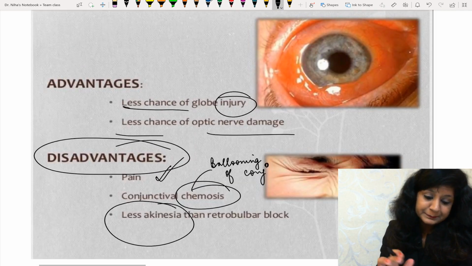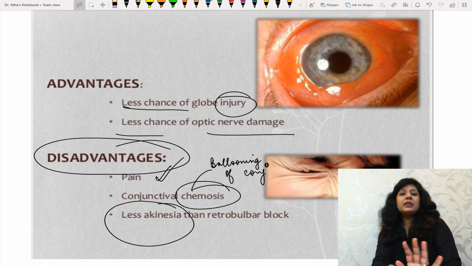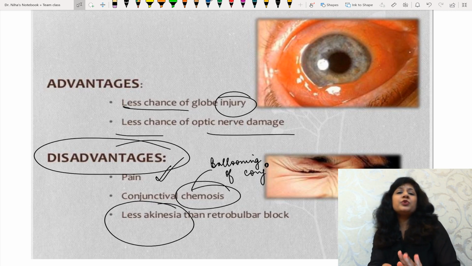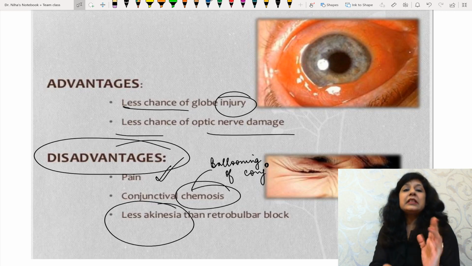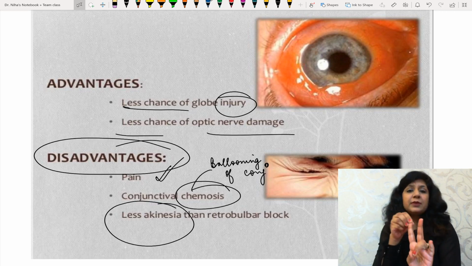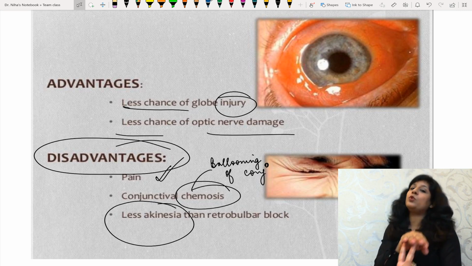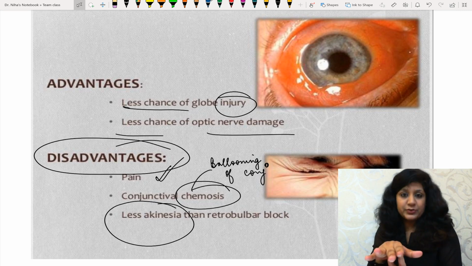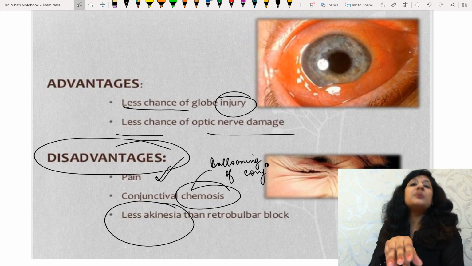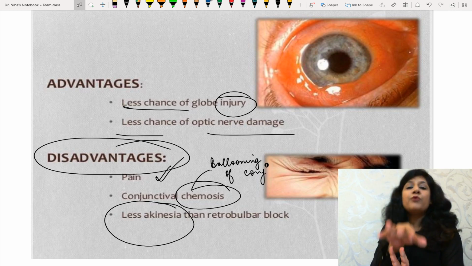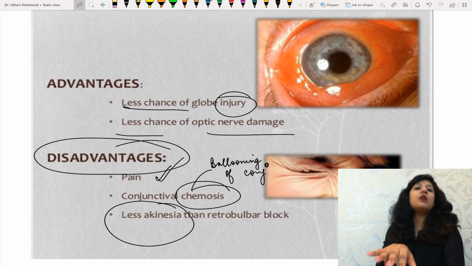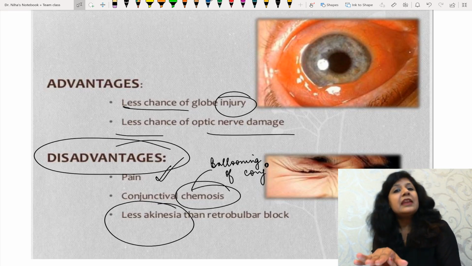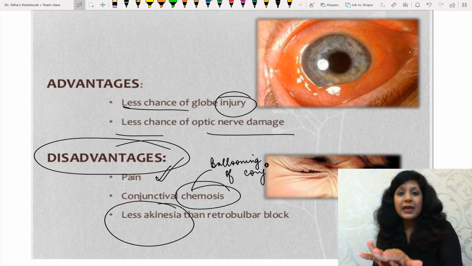So this was about the things. Now what are the questions that can be asked? See, I don't want you to go into much detail because there is no end. But you should know, first of all, the positions. In both the cases we have the same position, that is primary gaze and supine position, okay. Then how much amount is given? It is just 2 to 4 ml in the retrobulbar block, and about 8 to 10 ml in the peribulbar block.